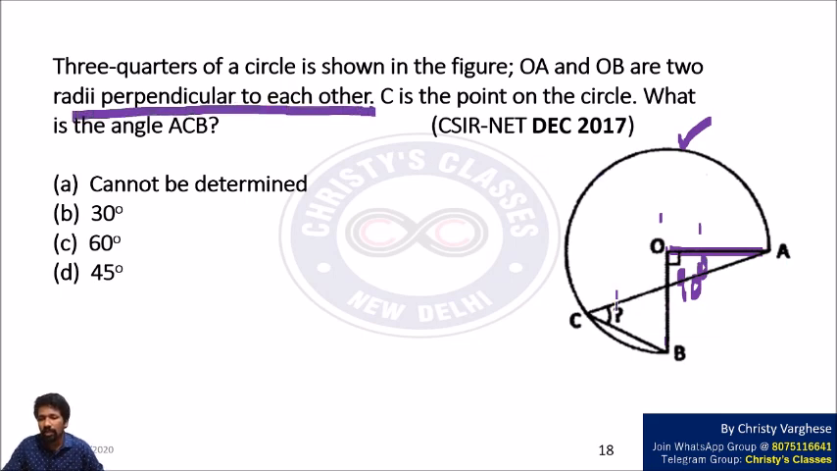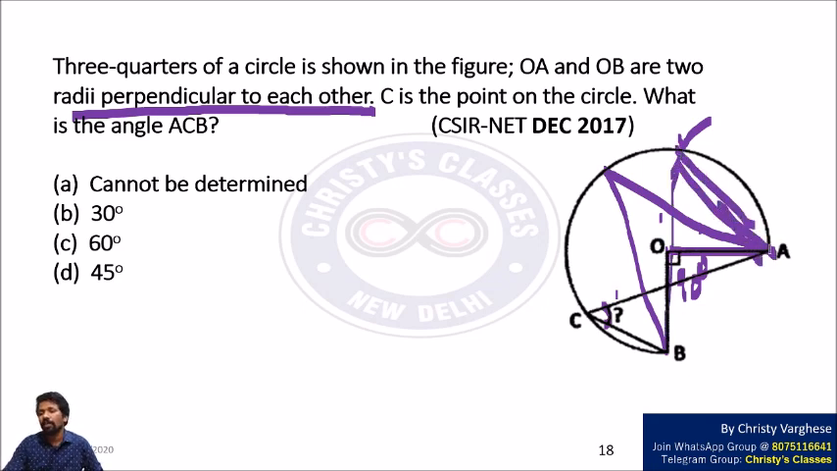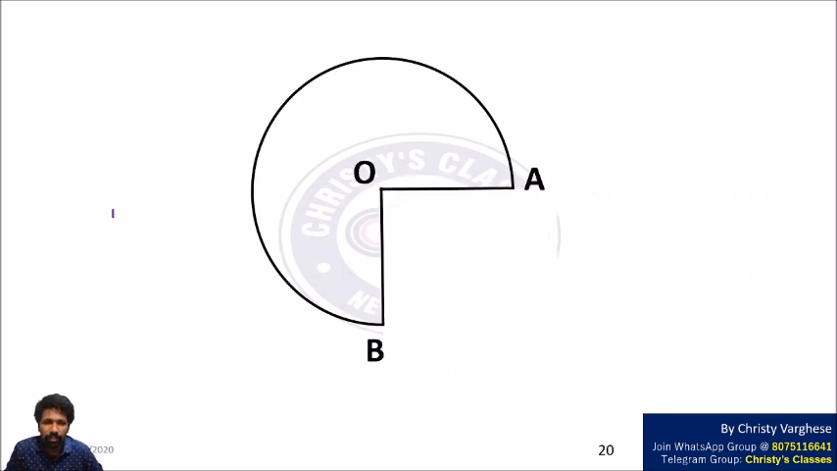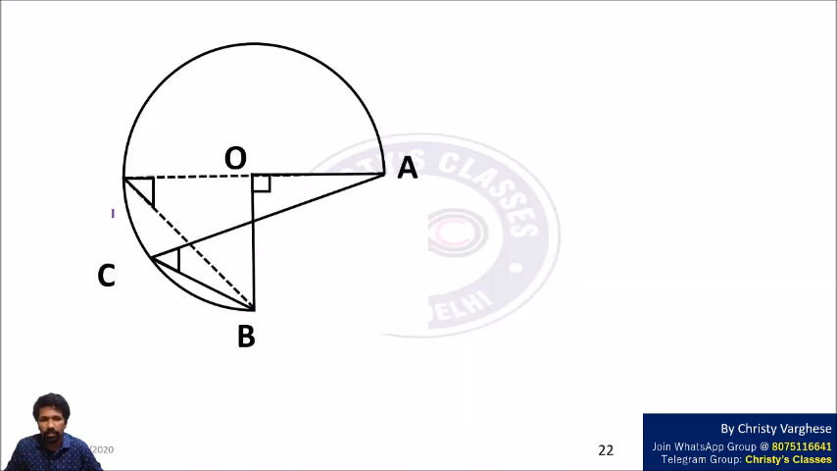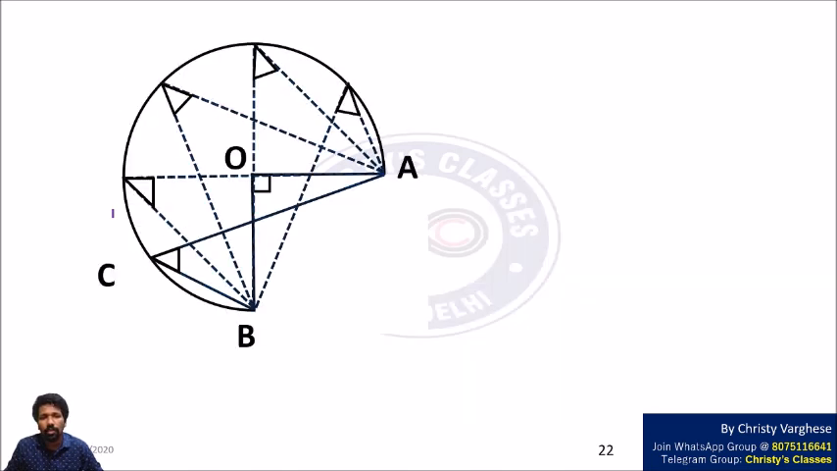So this is 90 degrees, then what is this angle? This angle is an angle drawn to the circumference. This is also the same. All these are going to be equal as we learned in the property, so all these are going to be 45 degrees. So the answer is option D. Because of the theorem we learned, the angle subtended at the center of the circle is double the angle subtended at the circumference of the circle. All these are going to be 45 degrees.